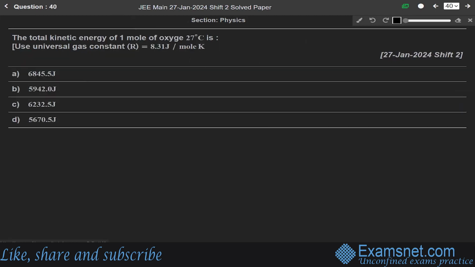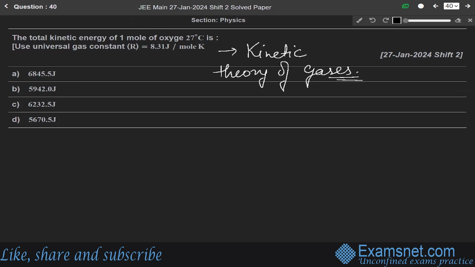Okay. Now question number 40. This question says that the total kinetic energy of 1 mole of oxygen at 27 degrees Celsius is, we have to find the total kinetic energy. This question is from the chapter of kinetic theory of gases. According to this question, we have to find the kinetic energy. We know that the direct formula for kinetic energy is f R n T by 2.